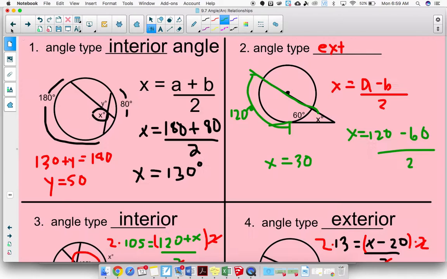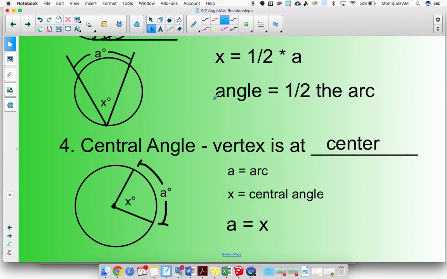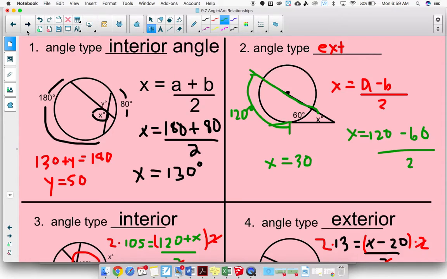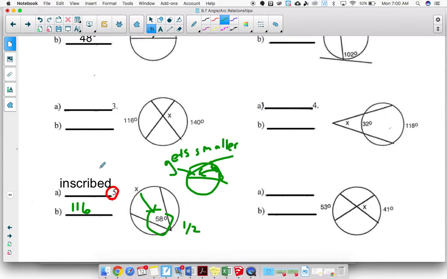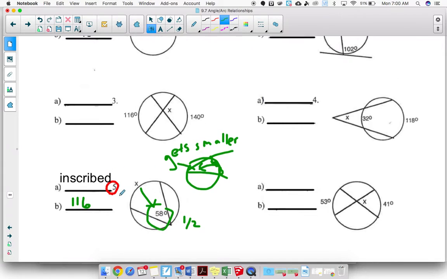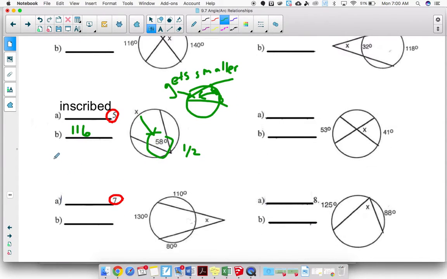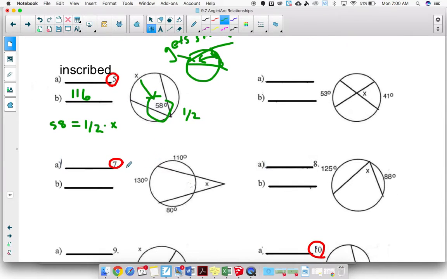If that confused you, just use the formula. The angle is half the arc. So that would mean that 58 is 1/2 of x. If you wanted to solve for x, we would just multiply by 2 or divide by 1/2, and that's where we get 116.